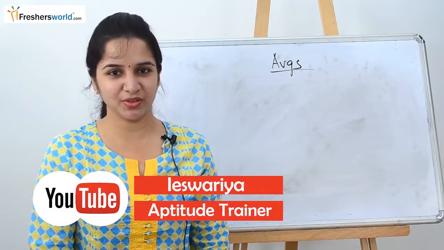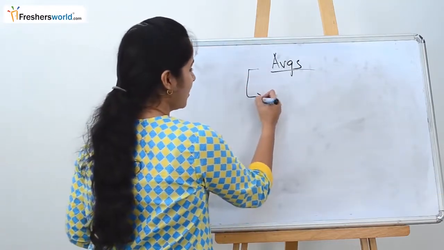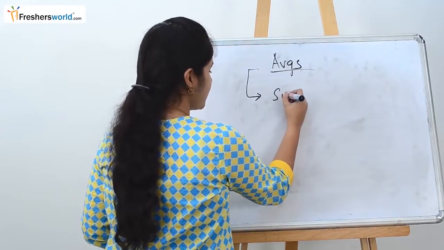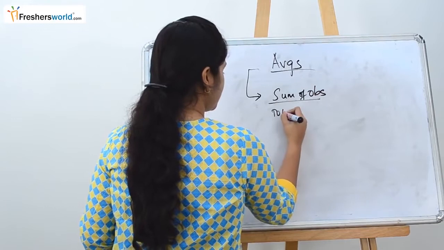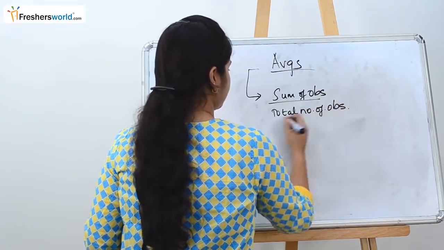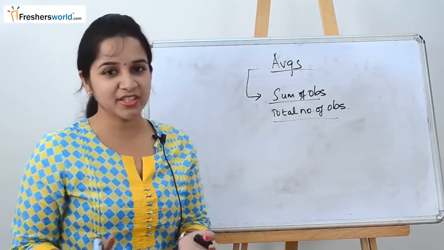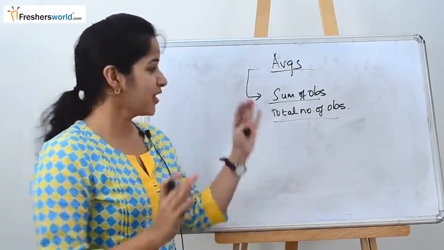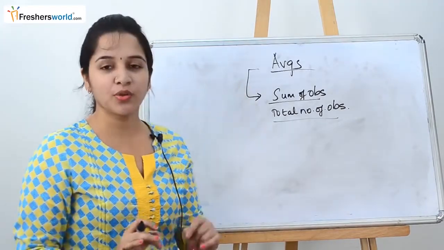The topic that we are going to look at today is averages. So what is averages? We generally know the formula. Averages is nothing but the sum of observations divided by the total number of observations. So this is the basic formula of averages. What do they generally give? They will give you a set of numbers. You add all the numbers, divide by the total number of numbers, and that's how you find averages.